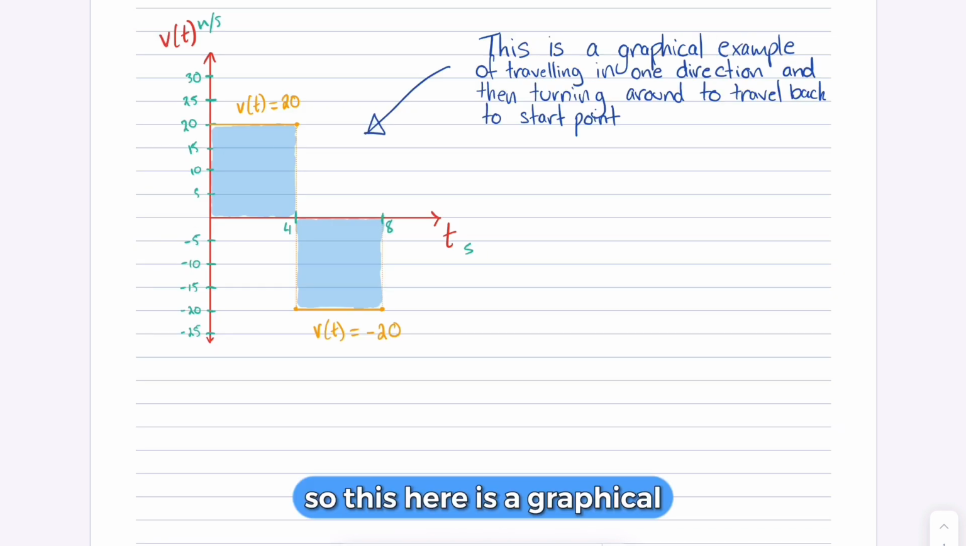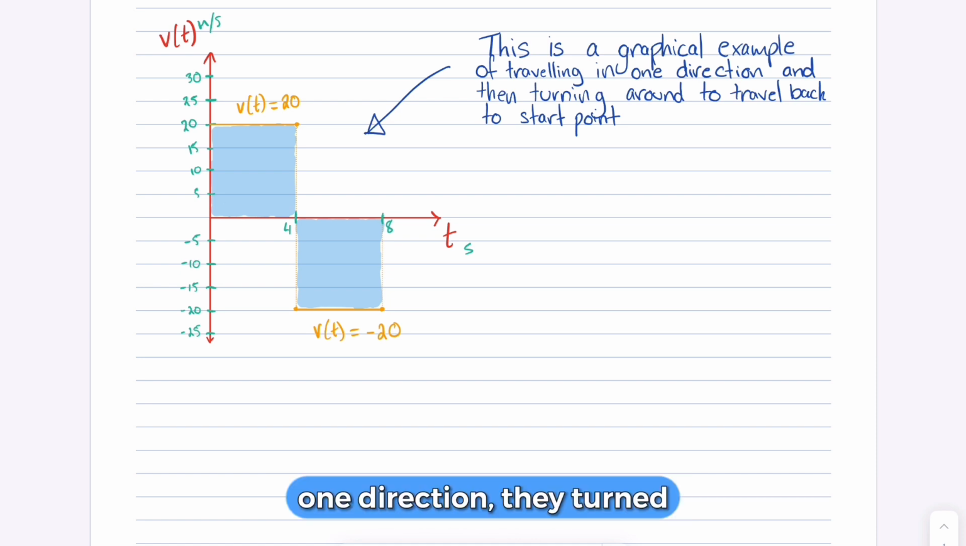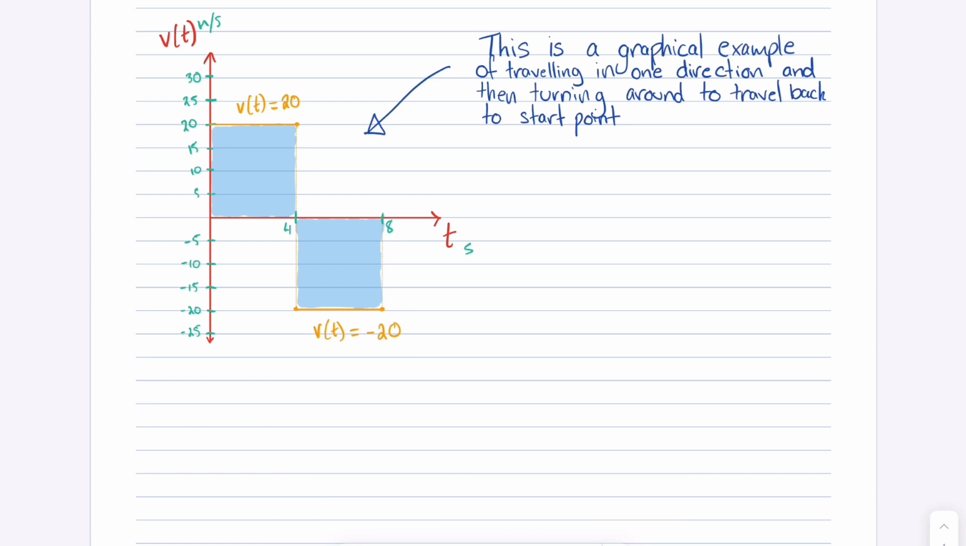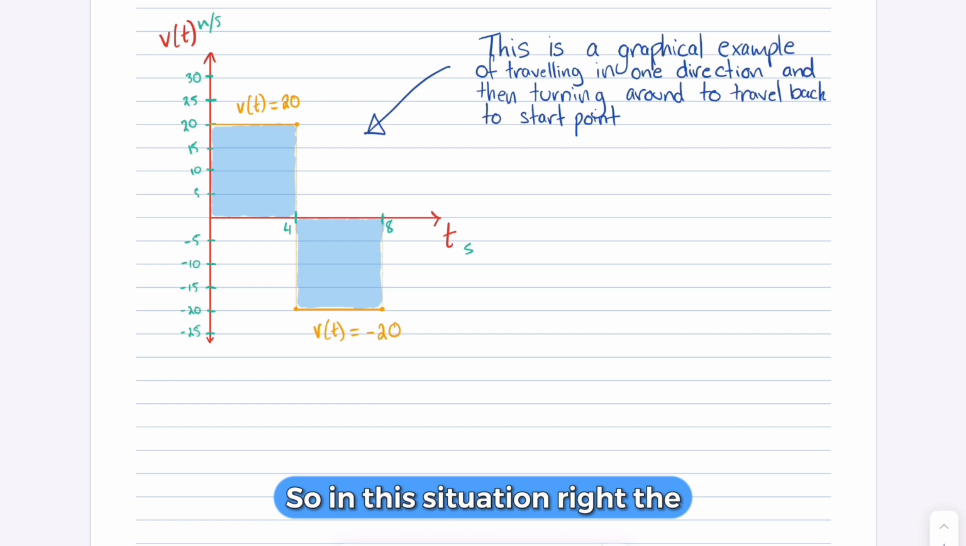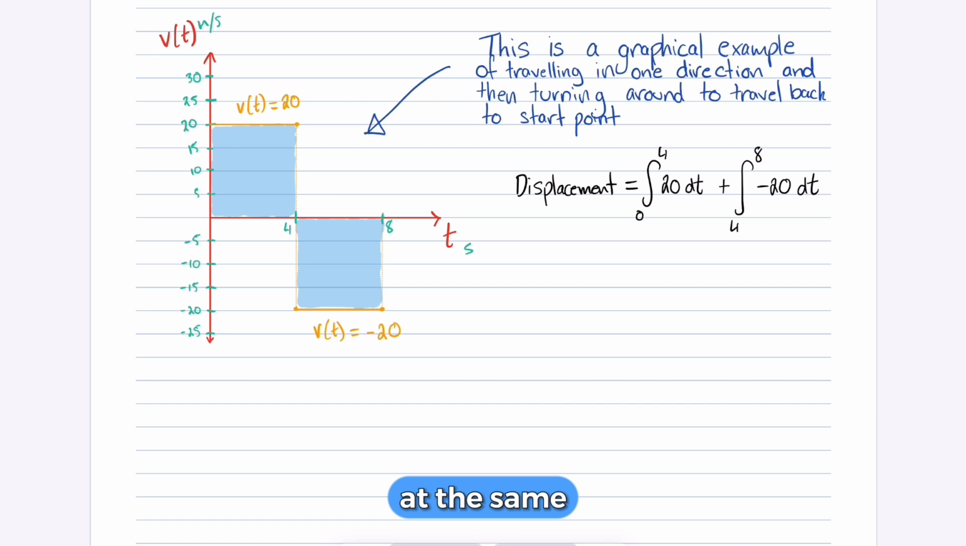So this here is a graphical example of the first situation that we were talking about in this video. Someone walked in one direction, they turned around and walked in the other direction. In this situation, we're saying they're walking at a speed of 20 meters per second. So probably not realistic as a walking speed, but that's all good. In this situation, we know the displacement is going to be 0, because they've ended up at the same start point.